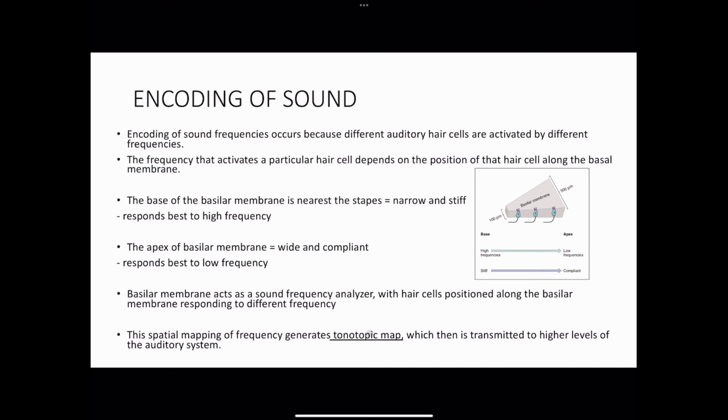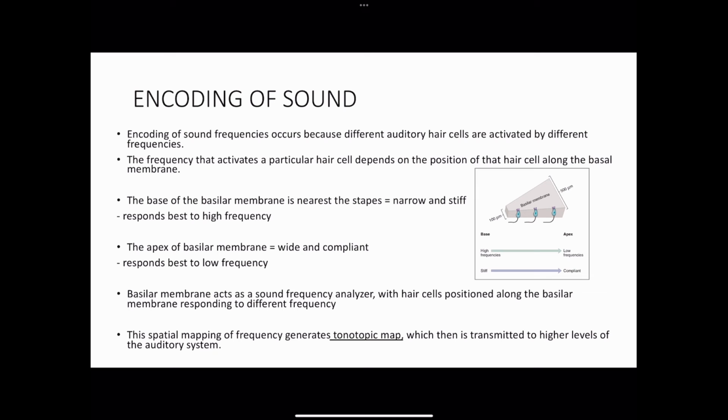Next, we will learn about the encoding of sound after the auditory transduction process. Encoding of sound frequencies occurs because different auditory hair cells are activated by different frequencies. The frequencies that activate a particular hair cell depend on the position of that hair cell along the basilar membrane.